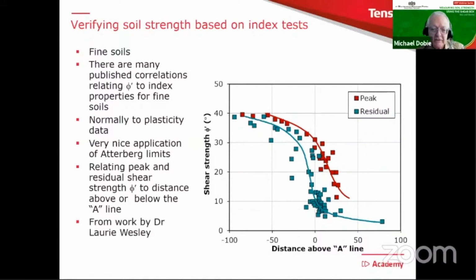This is actually work published by Dr. Laurie Wesley, who I'm sure many of you will have heard about, especially as I mentioned him in our last webinar with his books. But this is a very nice relationship, and I think it's a very useful one to take into account. The extreme ends of the distance above and below the A line are into some very unusual soil types. Let's not worry about those too much. The ones closer are useful.